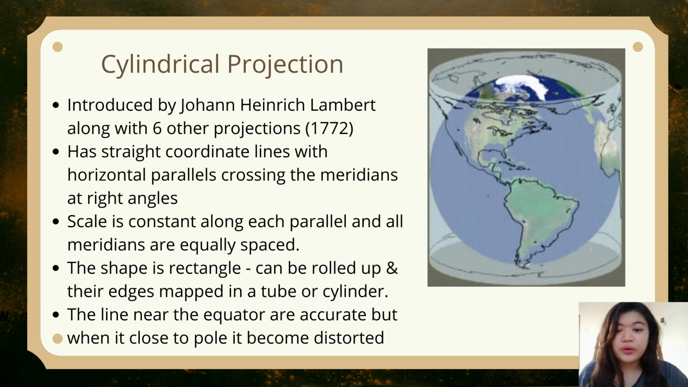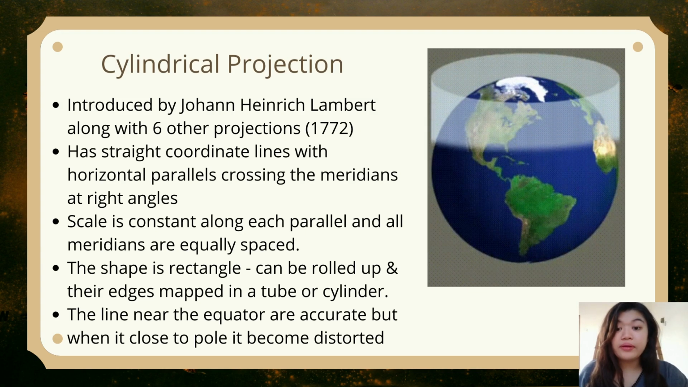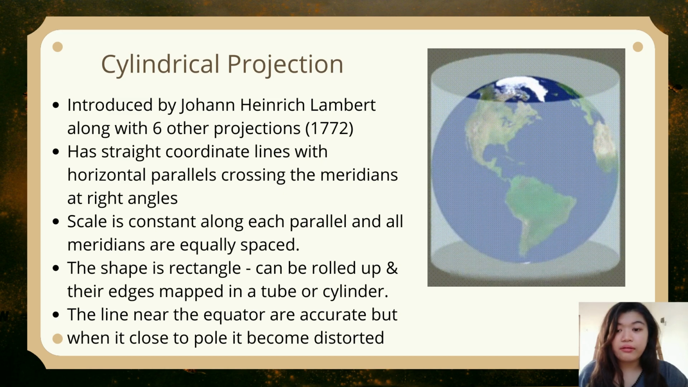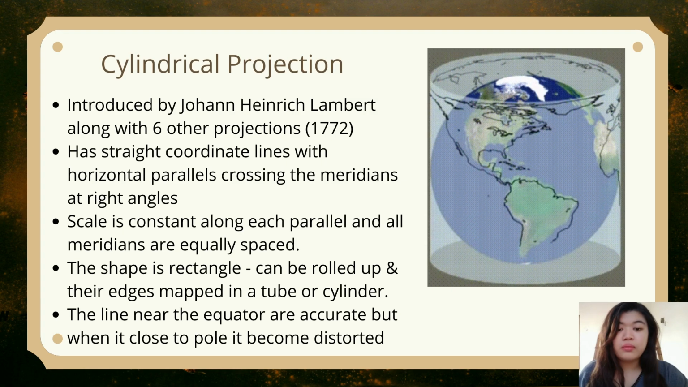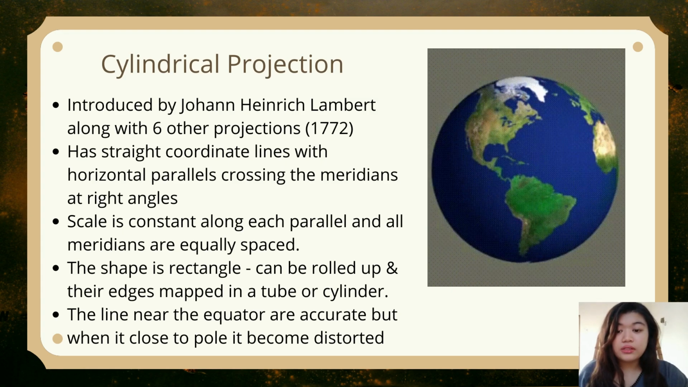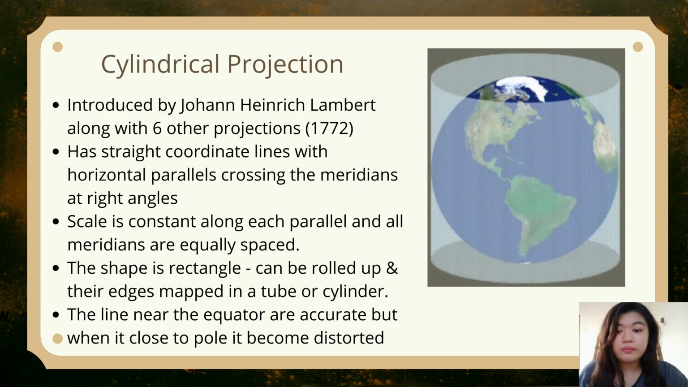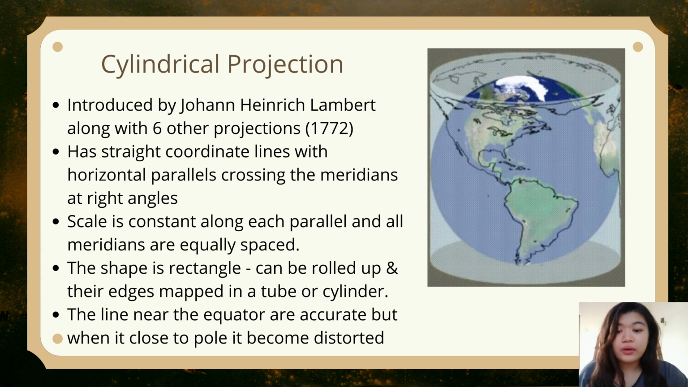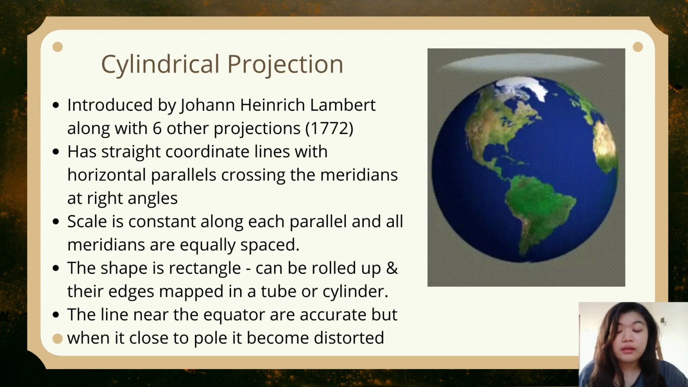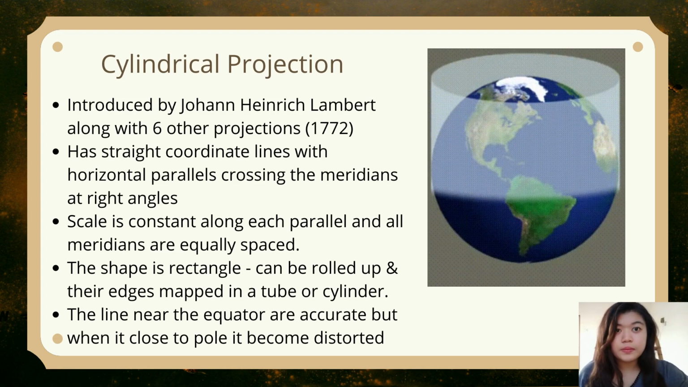It has straight coordinate lines, with horizontal parallels crossing the meridians at right angles. The scale is constant along each parallel and all meridians are equally spaced. The shape is a rectangle, so it can be rolled up and its edges mapped onto a tube or cylinder. The lines near the equator are accurate, but close to the poles it becomes distorted.